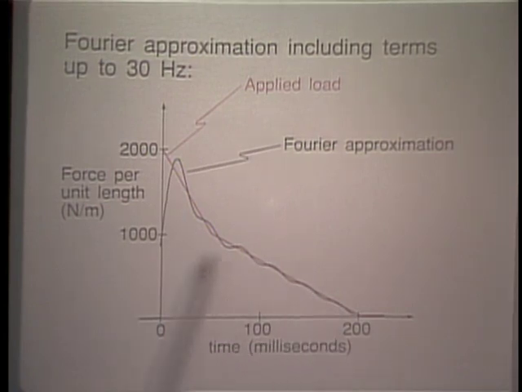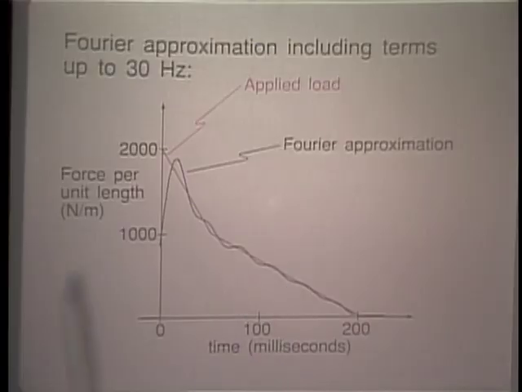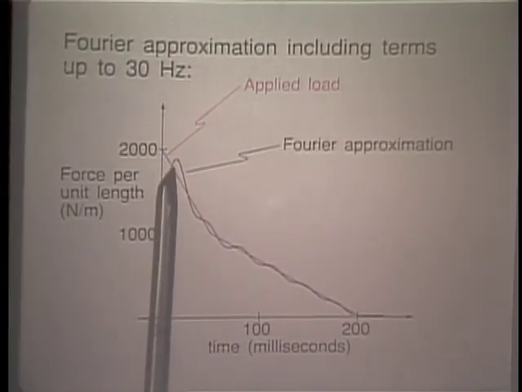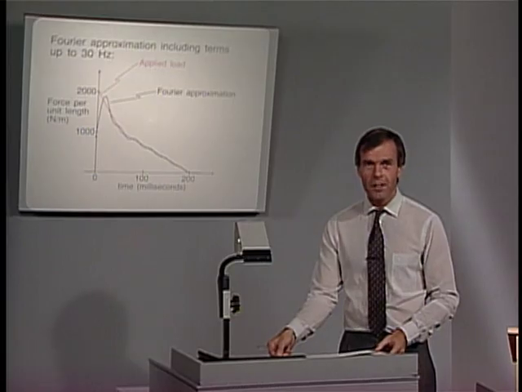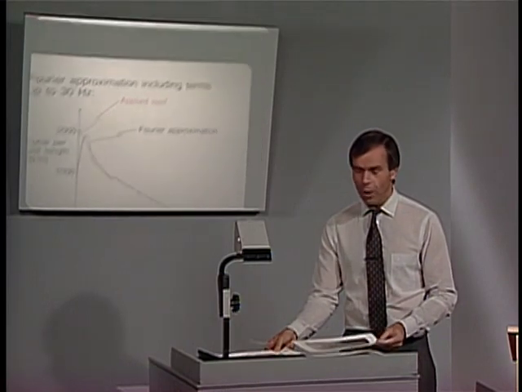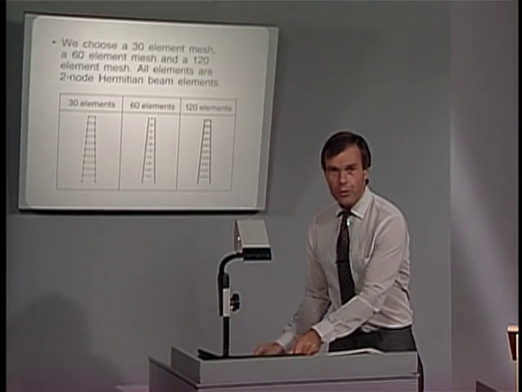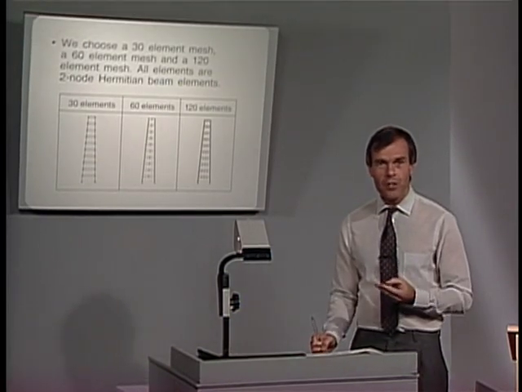As you can see, surely, as expected, if you include more terms in the Fourier approximation, your approximation to the actual loading becomes better. Now, having identified that we want to perform the analysis with two meshes, first with a mesh that gives us frequencies accurate up to 17 Hertz, and then with a mesh that is accurate up to 30 Hertz, we have to look for those meshes.